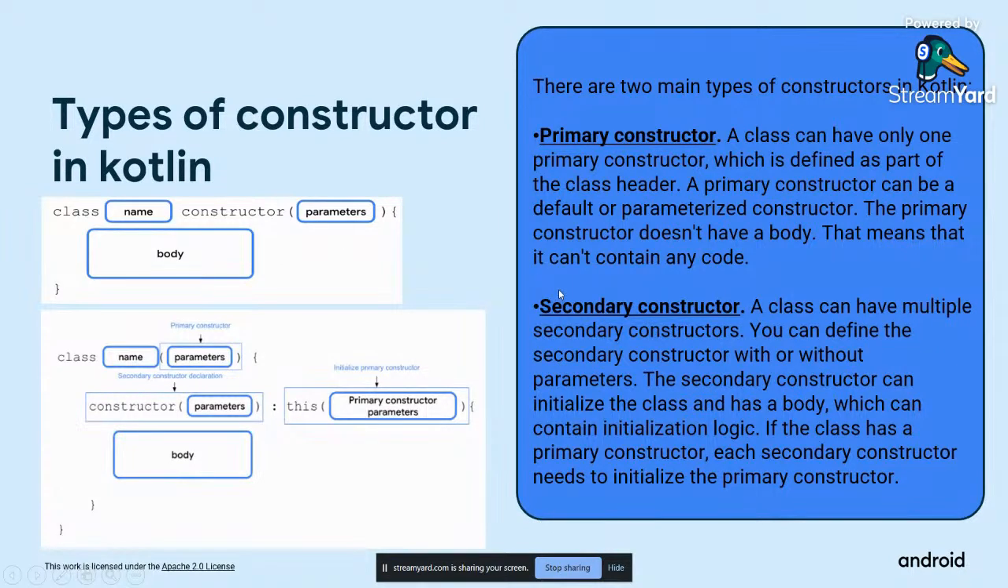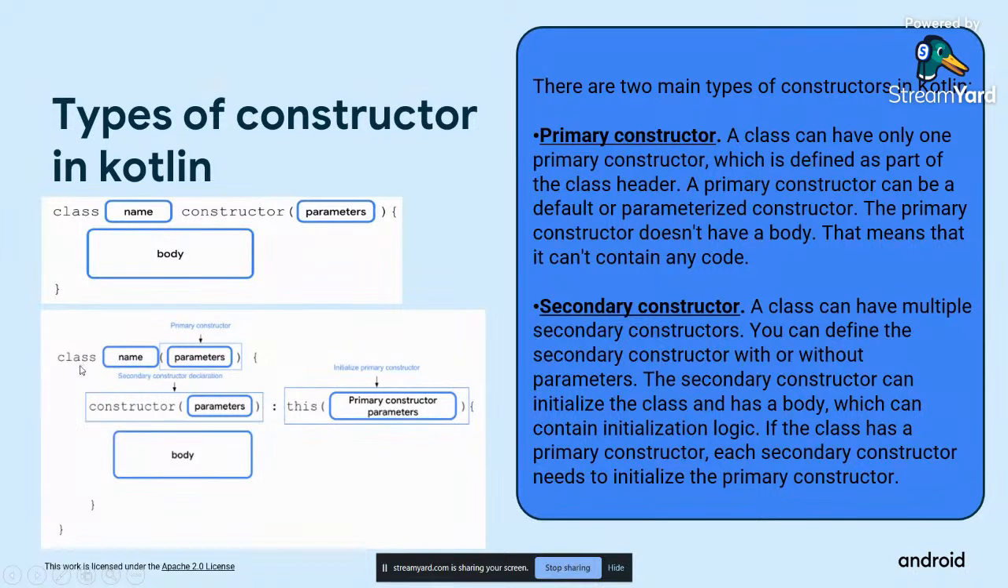What about the secondary constructor? A class can have multiple secondary constructors. You can define the secondary constructor with or without parameters. It is not necessary to have parameters. A secondary constructor can initialize the class and has a body which can contain initialization logic. If the class has a primary constructor, each secondary constructor needs to initialize the primary constructor. So if a class has a secondary constructor, then we also need to initialize the primary constructor.